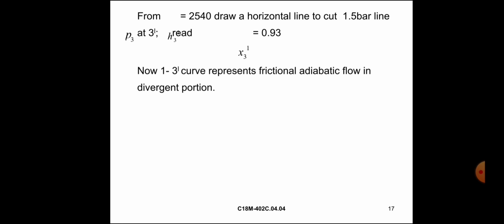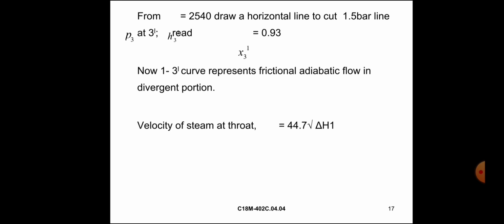From 2540, draw a horizontal line to cut the constant pressure line P3 and get x3'. Now the 1 to 3' curve represents frictional adiabatic flow in the divergent portion.